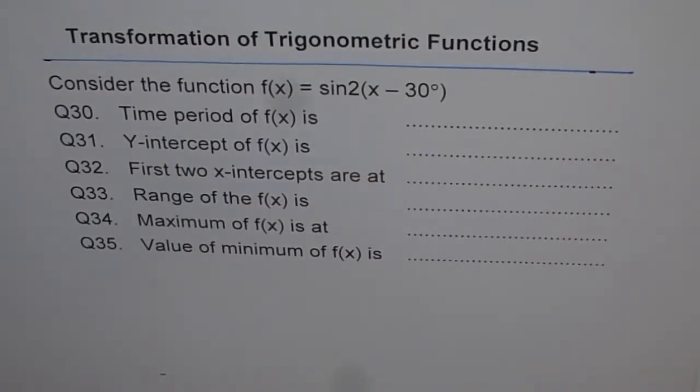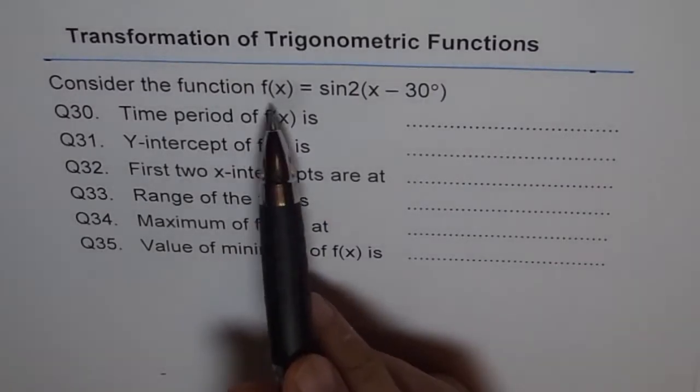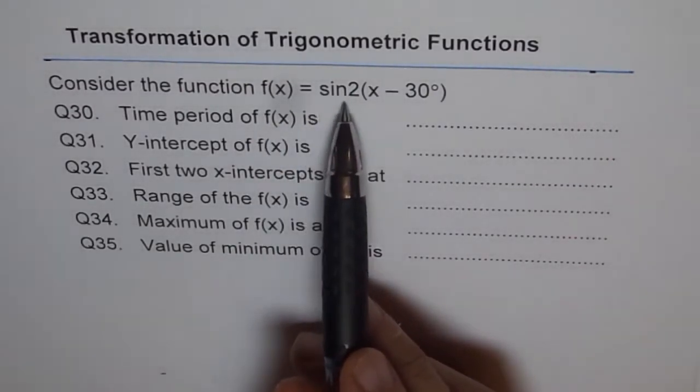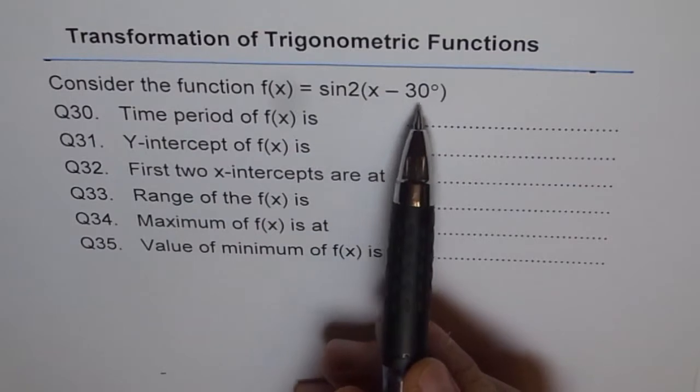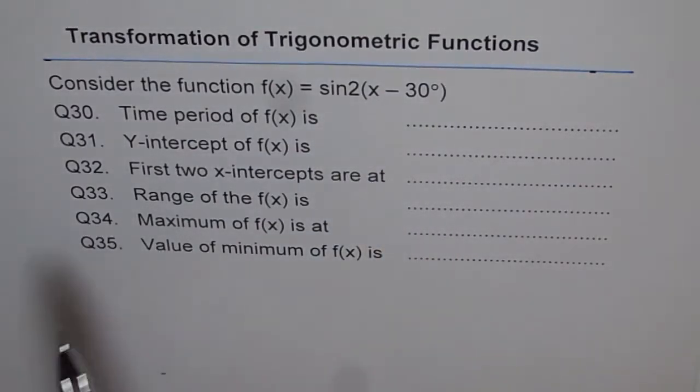Transformation of trigonometric functions. Here we are given a function f of x equals sine of 2x minus 30 degrees, and you need to find all the characteristics of this transformed function. My suggestion is to write down your answers and then look into my solutions or hints.